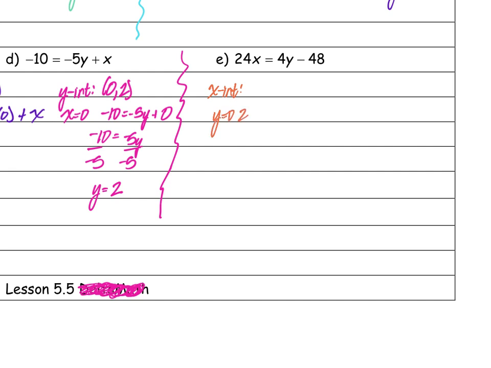So we've got 24. Oh, sorry, I wrote that so close. 24x equals 4 times 0 minus 48.